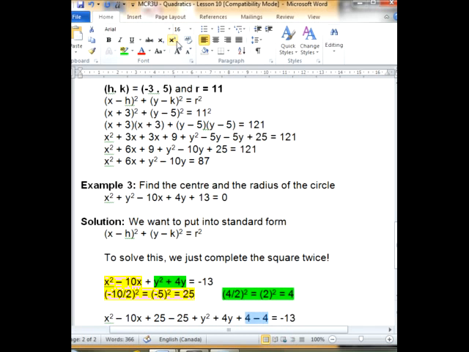So all we did was complete the square twice. And again, if you're like me and you can't multitask, that's fine. You can do the one step by itself.